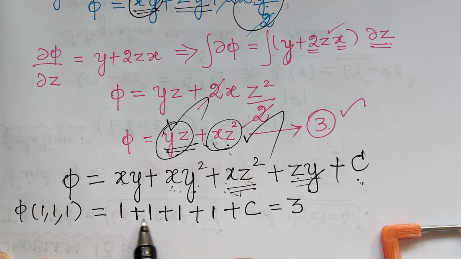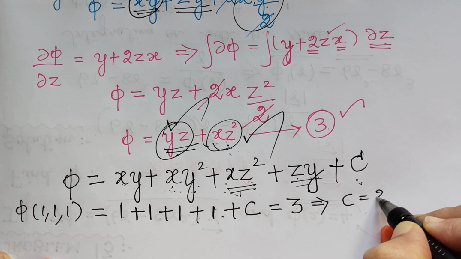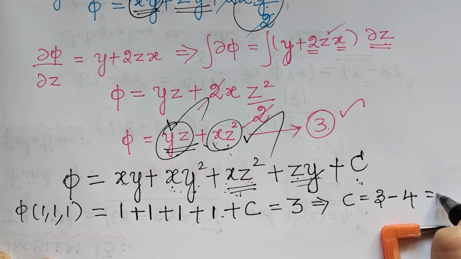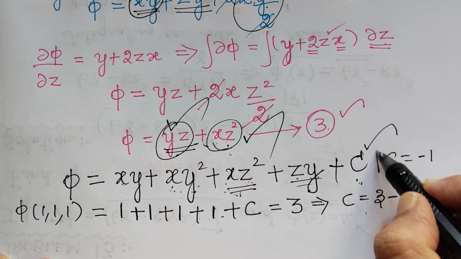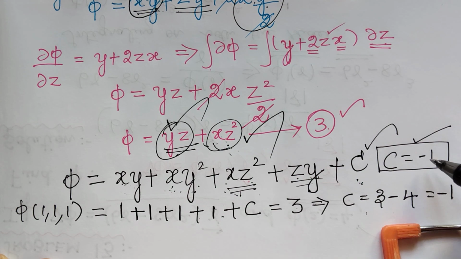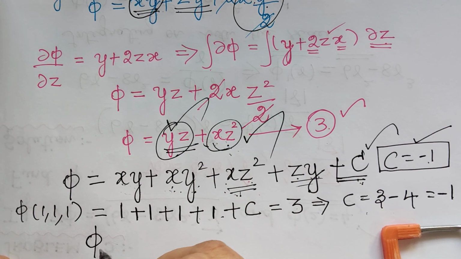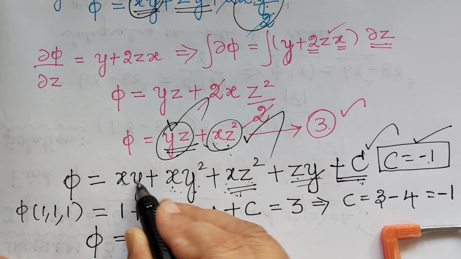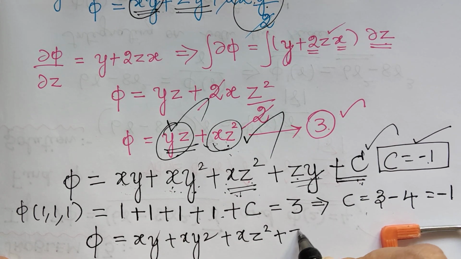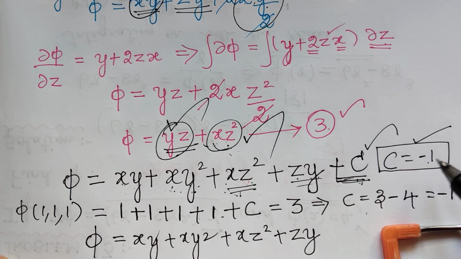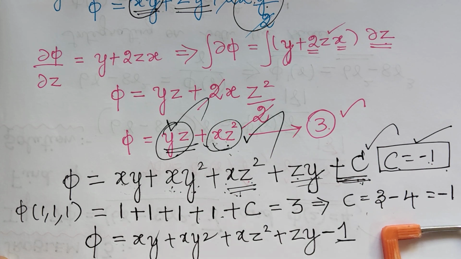So what do we get? 1, 2, 3, 4. So 4 plus c is equal to 3. From which we get c equal to 3 minus 4, which is minus 1. So we have obtained the value of c to be minus 1. After obtaining the value of c as minus 1, substitute it in this place so that we obtain the most general solution phi, which is equal to xy plus xy square plus xz square plus zy. And what is the value of c? We have got it to be minus 1. So minus 1. This gives us the final solution.